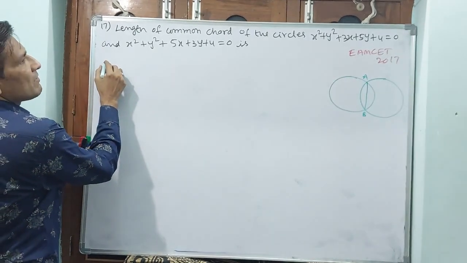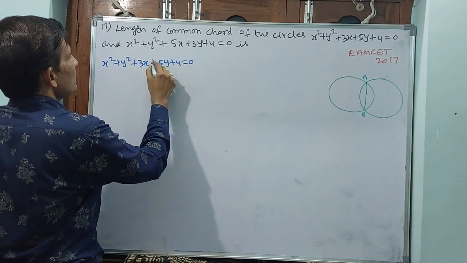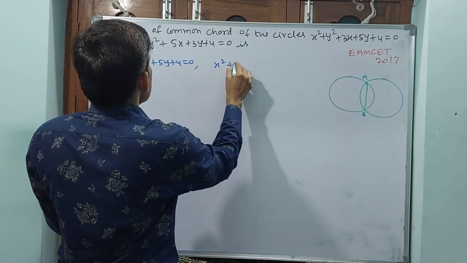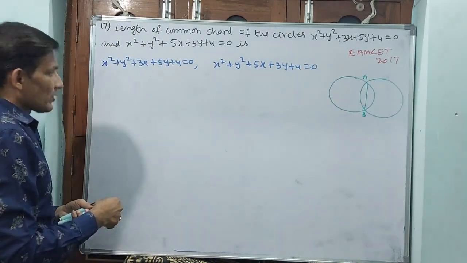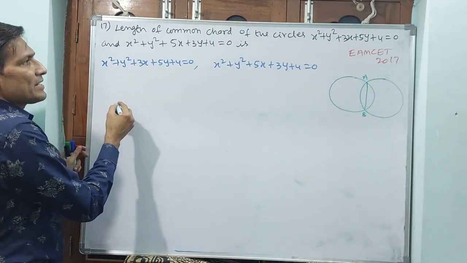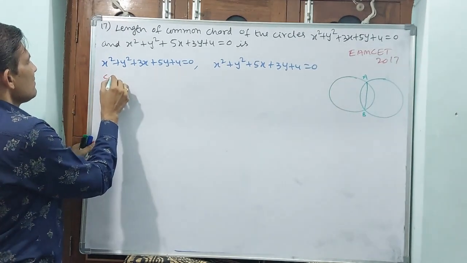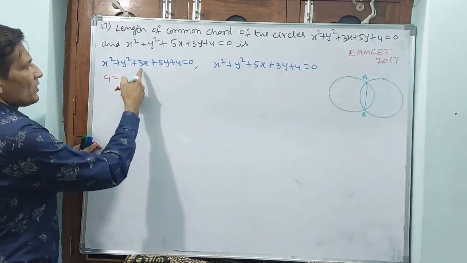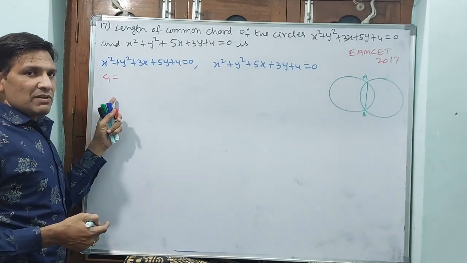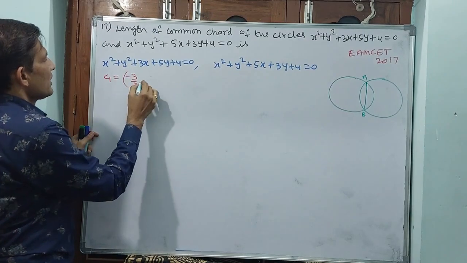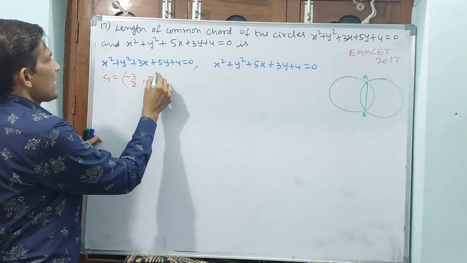That is why we chose a different way. Let us write down the first equation: x square plus y square plus 3x plus 5y plus 4 equal to 0. And on this side, write x square plus y square plus 5x plus 3y plus 4 equal to 0. Then first find the center and radius here. Center C1: 2g is 3, g is 3 by 2, minus g is minus 3 by 2. 2f is 5, f is 5 by 2, minus f is minus 5 by 2.